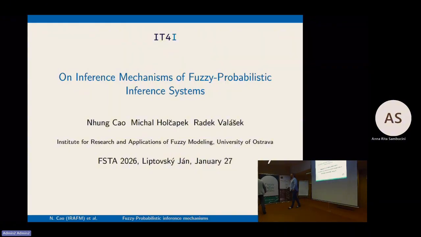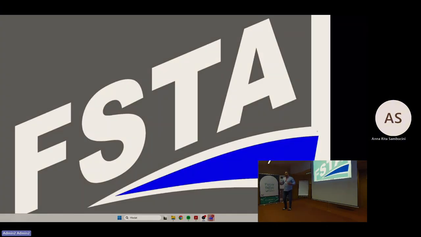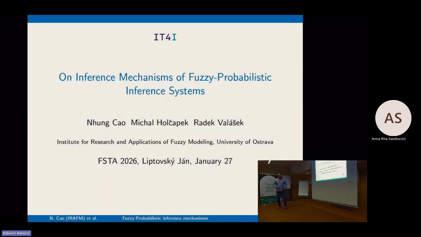Yes, we have here 3 talks, and these talks should present our ongoing research on fuzzy probabilistic inference systems. Because we are still finding new and new problems, and we are trying to solve them, now we have the opportunity to present partially what we are doing and what we got. So the first talk will be about the inference mechanism for this type of inference systems, which combine 2 phenomena, probability and fuzziness.